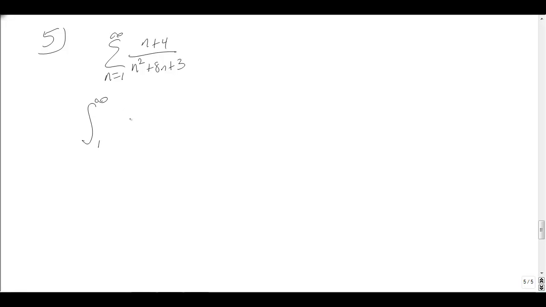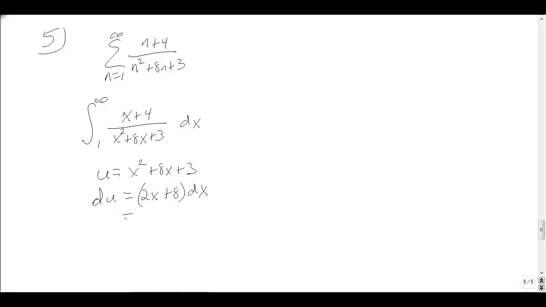How about the integral from 1 to infinity of x plus 4 over x squared plus 8x plus 3 dx. So we want to know if this integral converges. It's actually going to work out to do a u substitution here. I'm going to do u equals x squared plus 8x plus 3. That might seem a bit weird, but then du would be 2x plus 8 dx. Note that's 2 times x plus 4 dx. Note the x plus 4 on top. There's my x plus 4 here.